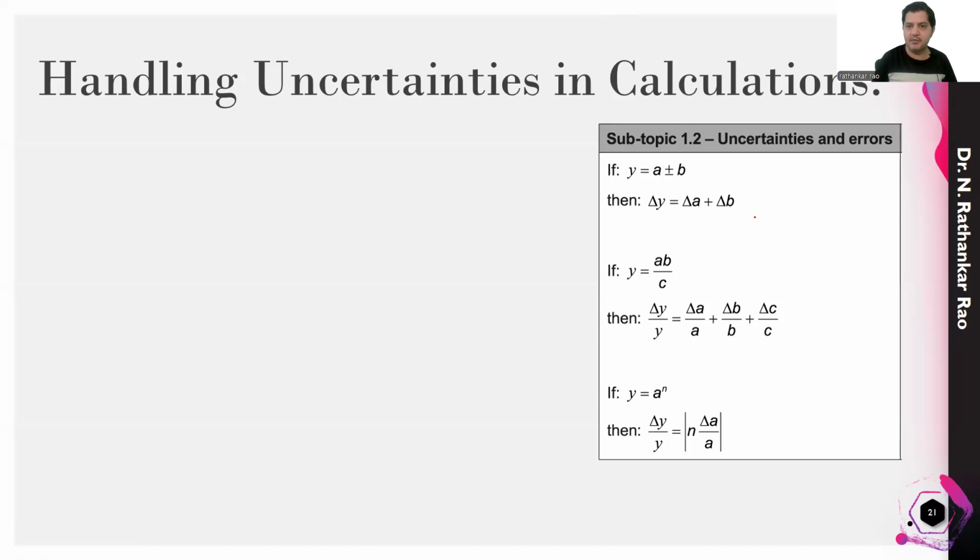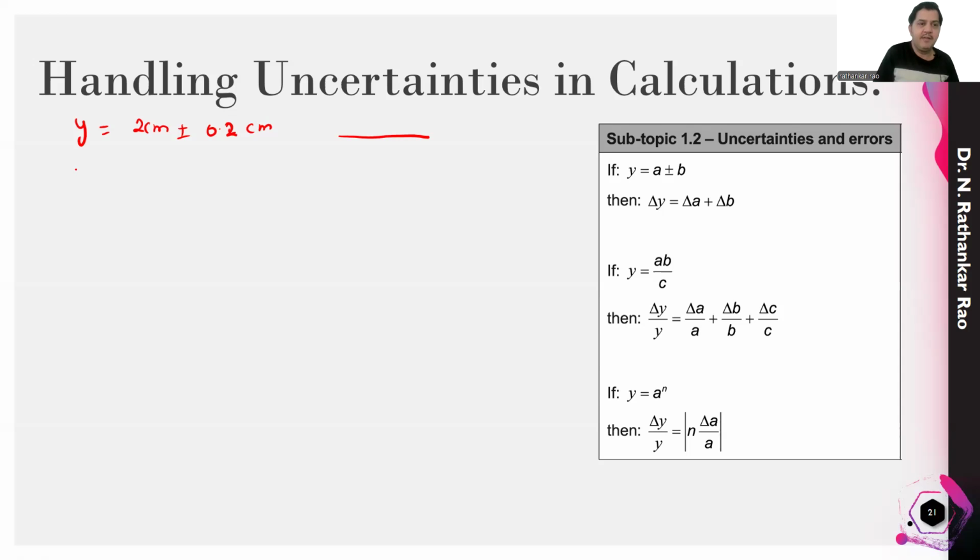So, handling uncertainties. If y is equal to, this formula is already there in your data booklet. Now what we do is, let me consider some examples. Let us say I give you a value like y is equal to 2 centimeter plus or minus 0.2 centimeter. This is the length of a line. What does this tell you? It tells you the error that is permissible.